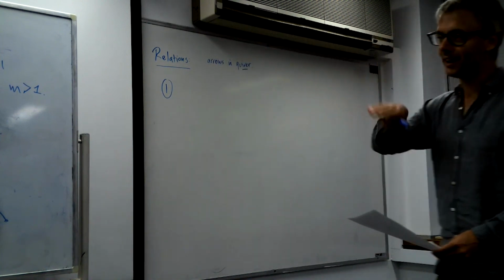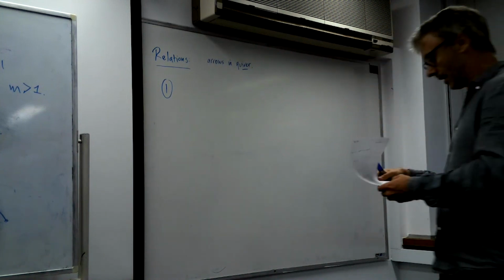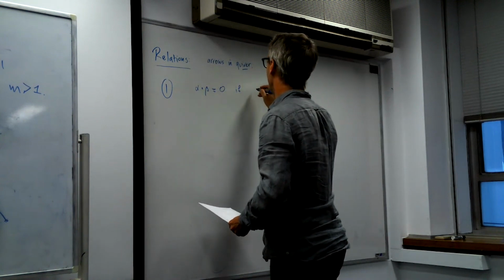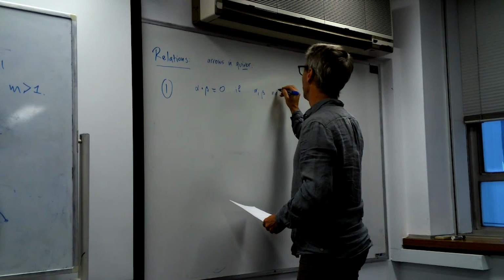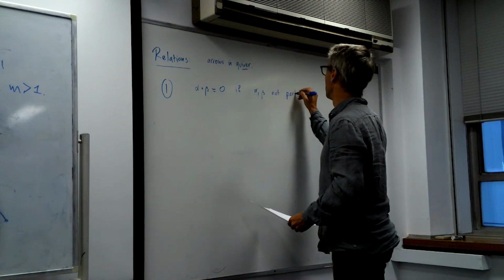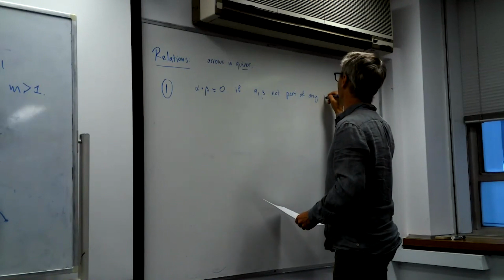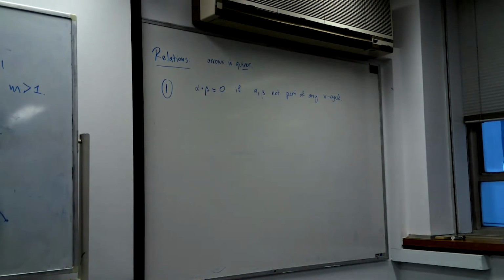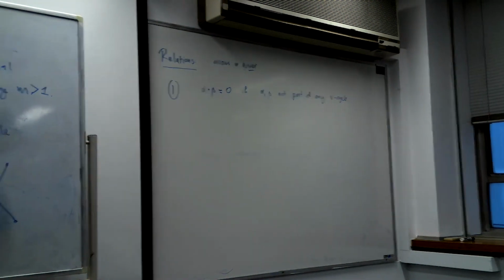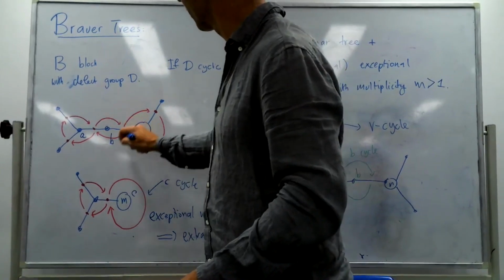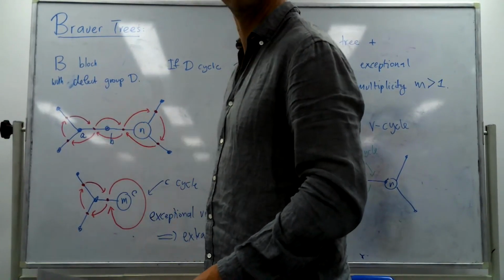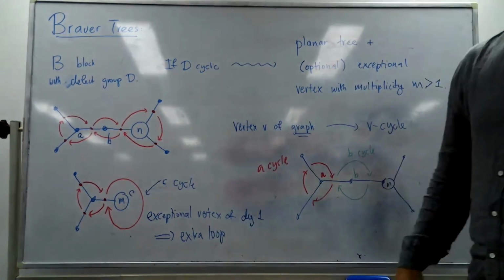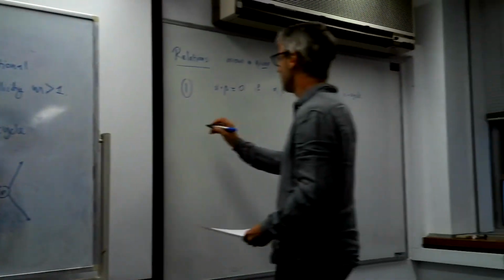Okay, so now I'm talking about arrows in the quiver, not edges of the graph. The first thing is that alpha beta is 0 if alpha and beta are not part of any V cycle. So over here, for example, going this way and then this way is not part of a V cycle, so that composition will be 0. Whereas this one is part of a V cycle, so that composition is not necessarily 0.